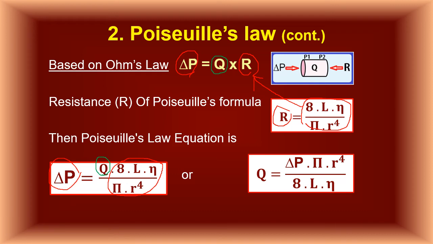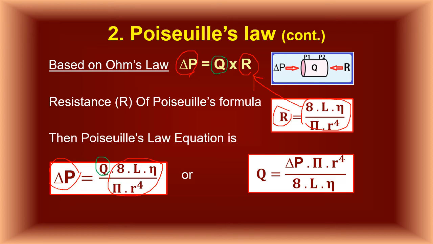This is called Poiseuille's law. Delta P equals Q multiplied by R, and then R is substituted by this factor. So we need to memorize them: 8 times L times eta, divided by pi R to the fourth power. Again, 8L eta divided by pi R to the fourth power. All these factors are considered as the resistance multiplied by Q, that will give me delta P.